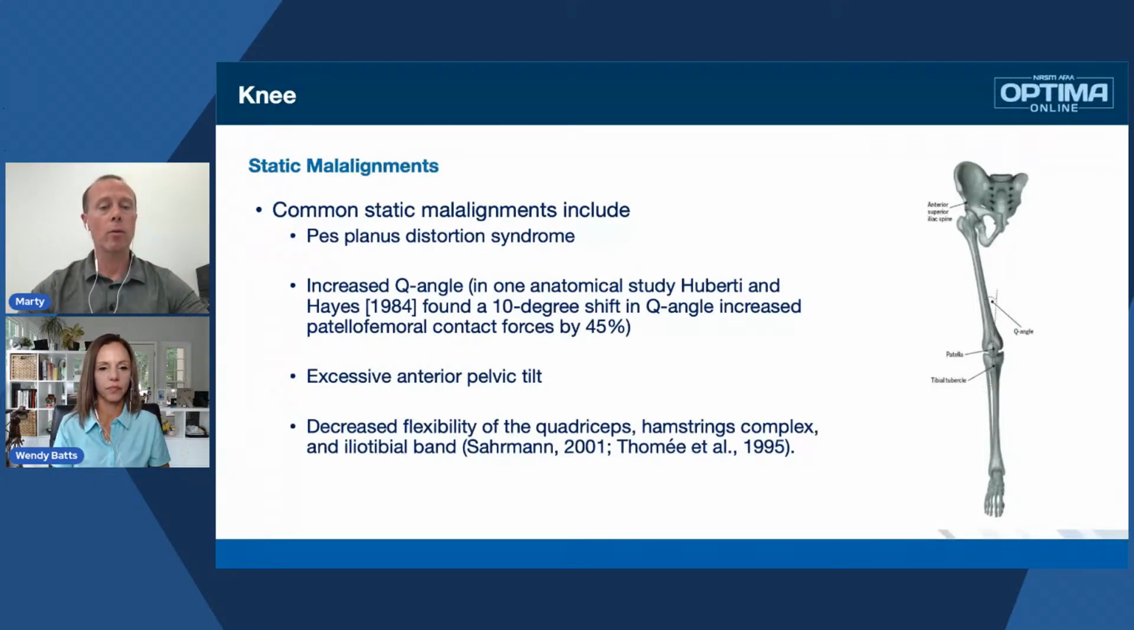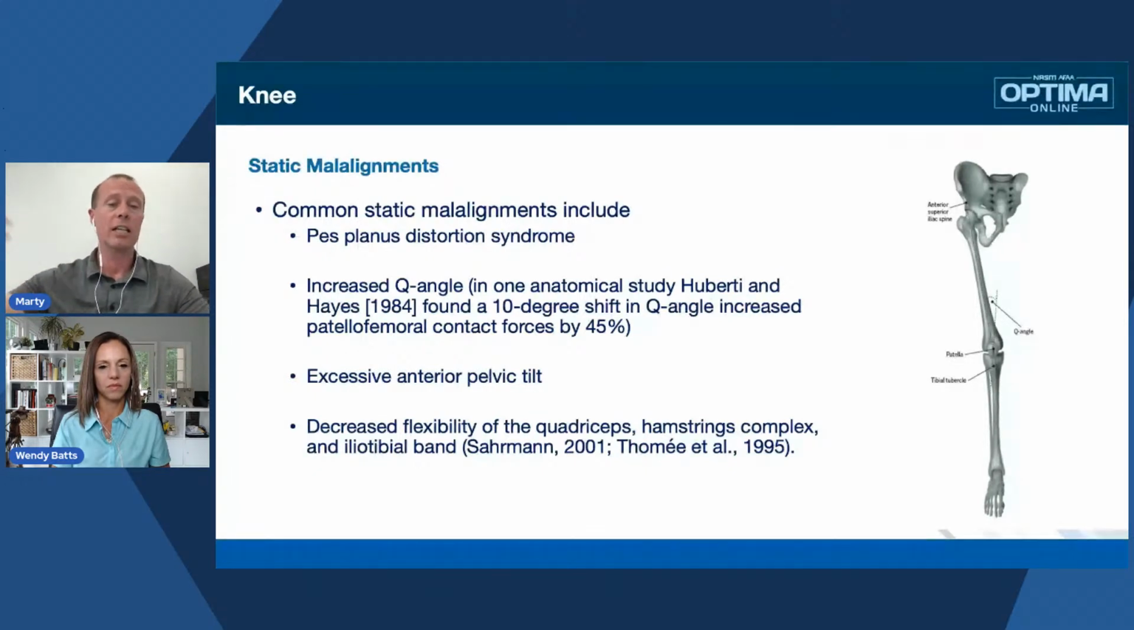So when we look at the lower body issues, we have pes planus distortion syndrome, which starts at the foot. Then we talk about Q angle. This is one study that shows there's about a 10-degree shift in Q angle increases the patellofemoral contact by 45. So that's extensive. When we look at our Q angle, we're going to draw a line right up from the kneecap through the pelvis and then down from the head of the femur down to the patella. And there's a certain angle that we want there. A small 10% shift increases the forces by 45%.